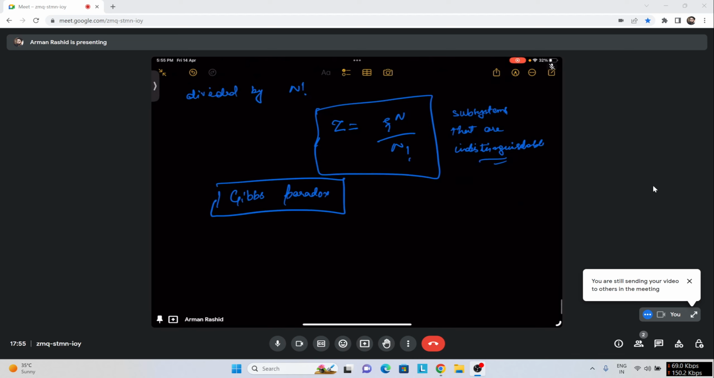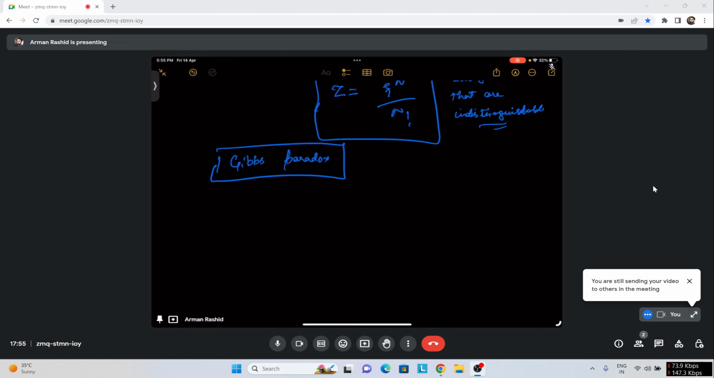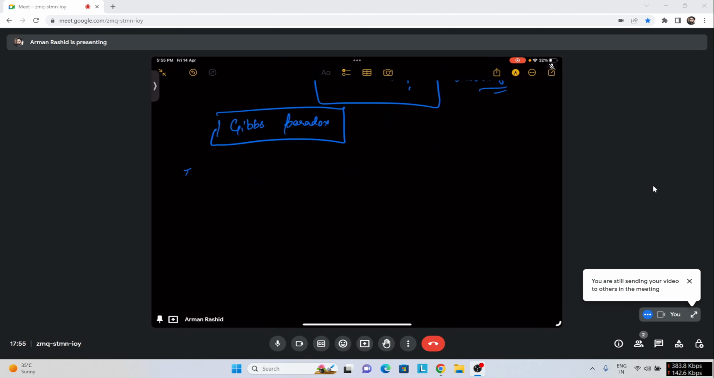The partition function can be related to thermodynamical properties because it has a very important statistical meaning. The probability of a system occupying microstate S, P_S, is given by 1 by Z e raised to the power minus beta E_S. So this is the probability.